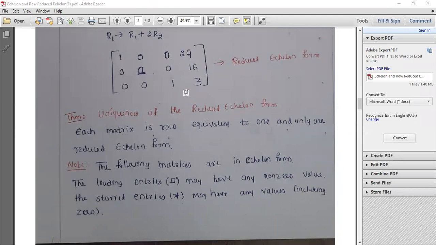Is that clear? The theorem is clear? Whatever the matrix may be, after doing the row transformation, the reduced echelon form is unique. So there are no different varieties of echelon form you will get for the same matrix. Understand? This is the theorem. Am I clear with the theorem?